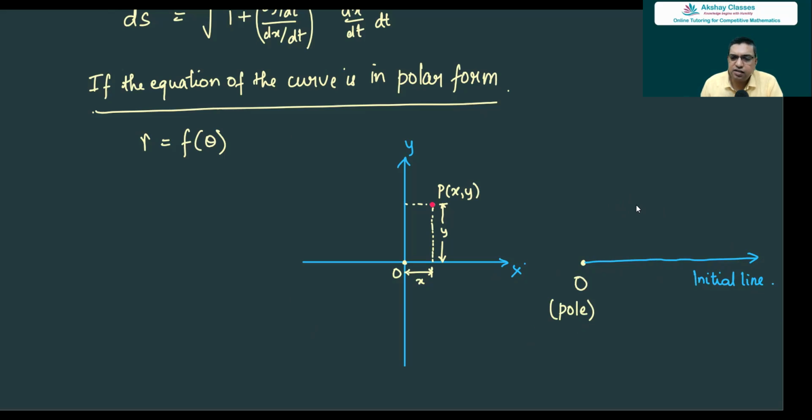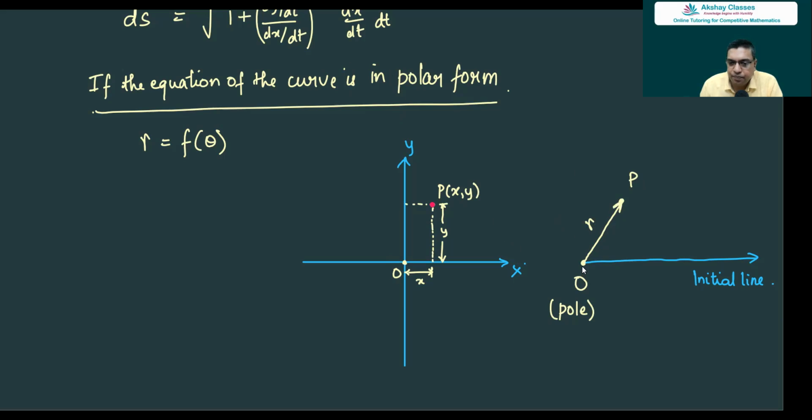Now, that's it. With one pole and the initial line, we can define any point in the plane. How? Let's say the similar point P we take here. The distance of this point P from O is called R. The distance from O to P is called R.